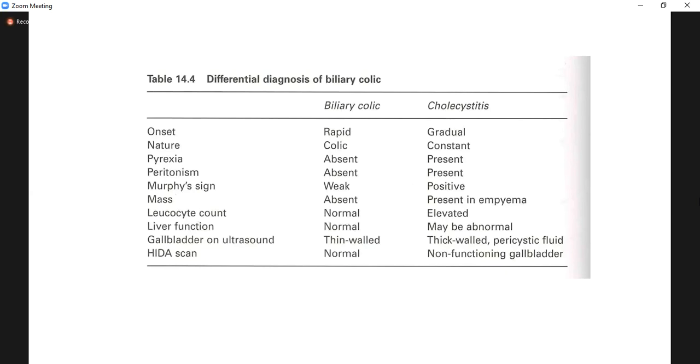And if you are doing the scan in an acute setting, you will see pericholecystic fluid around the gallbladder. It's called a pericholecystic halo. Better know what a halo is, right? So that's about the differences between biliary colic and cholecystitis, right?